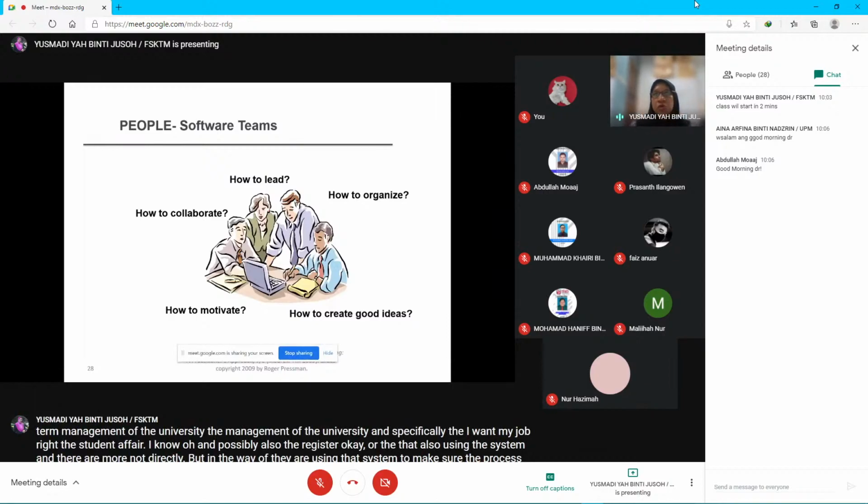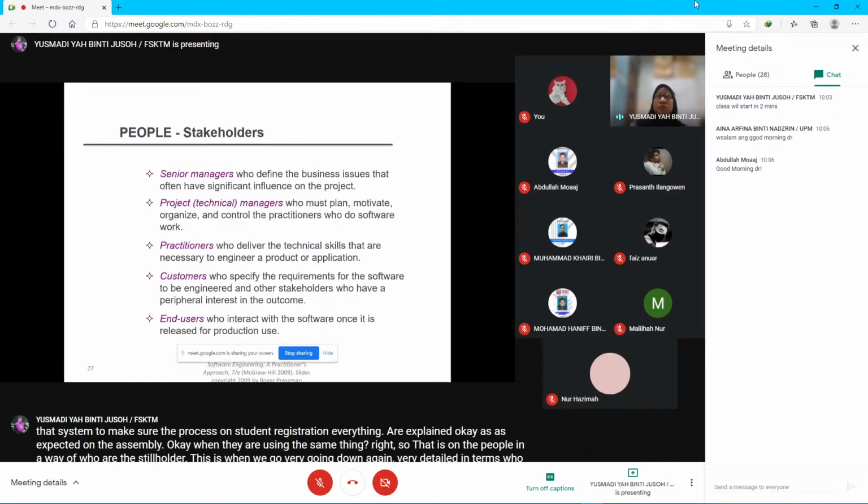This is when we go down again, very detailed, in terms of the people involved in the development. And as mentioned before, the project leader or project manager is the one who is important to lead, to manage, to motivate, to control. That is the project manager, the leader, right?